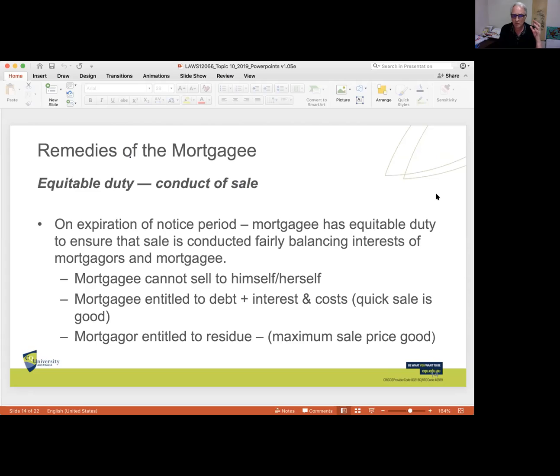We have a requirement from equity that the mortgagee must be balancing their interests with the interests of the mortgagor, who is the title owner, because of the severe impact this is going to have of basically taking title away from the mortgagor. So there are various aspects there in terms of that balancing process with regard to dealing with the sale, with regard to dealing with the debt, with regard to how the sale takes place, how it's advertised, and what price is obtained at the end.